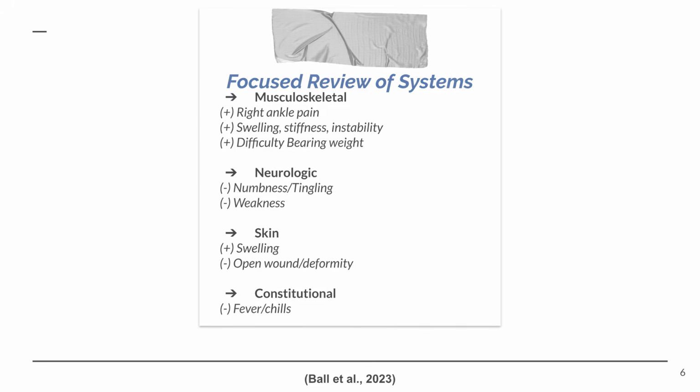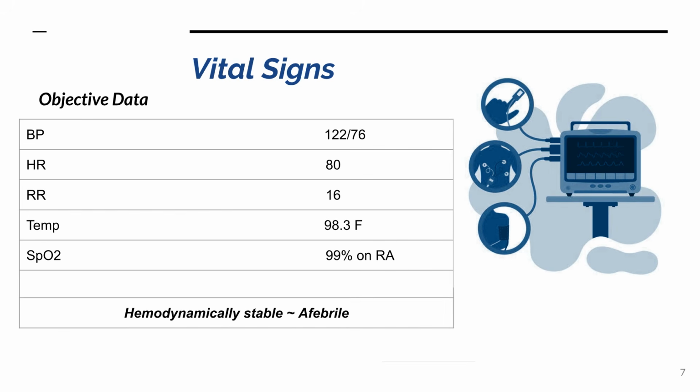Although these would not be expected with an uncomplicated traumatic ankle sprain, their presence could suggest an alternative inflammatory or infectious process. The patient's blood pressure is 122/76, heart rate 80, respiratory rate 16, temperature 98.3 degrees Fahrenheit, and oxygen saturation 99% on room air. His vital signs are within expected limits, and he is afebrile and hemodynamically stable. No systemic abnormality is apparent from his vital signs.